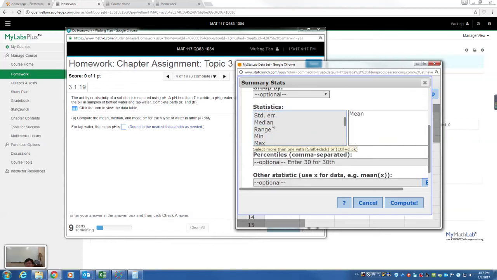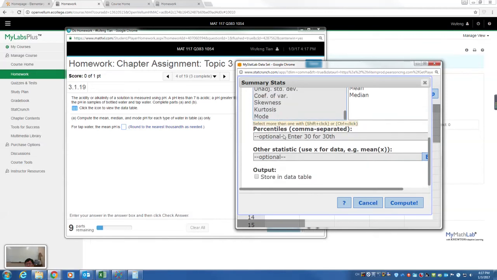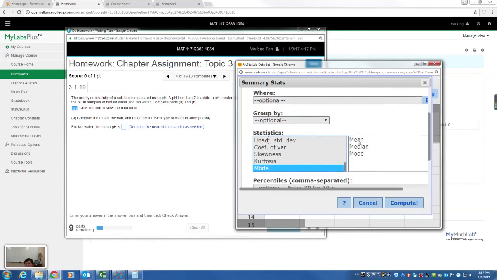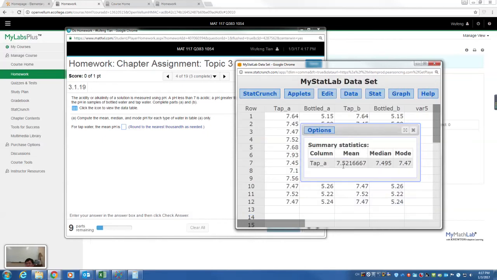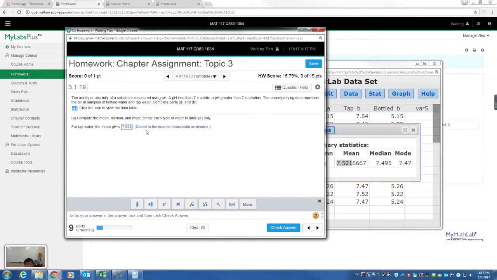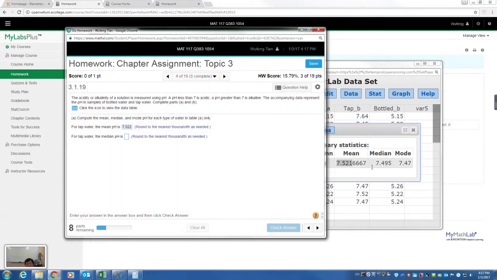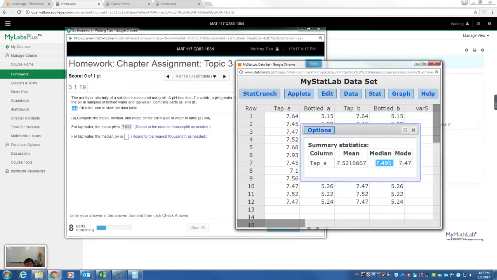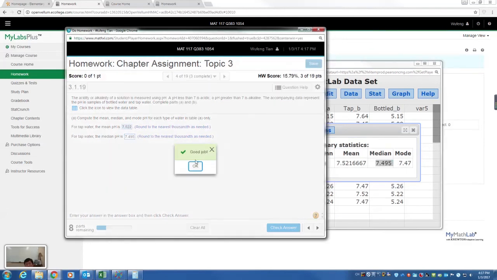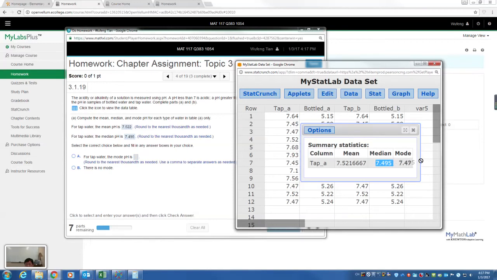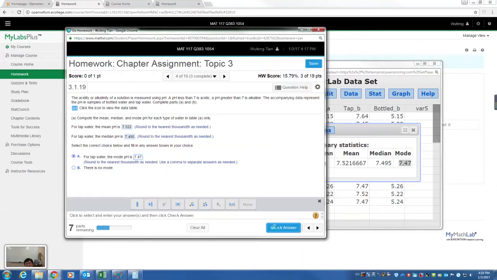I select the mean, median, and mode with Control, then Compute. This is the mean value, 72.22 thousand. And the median, in thousands, is this. And the mode for the type is this.